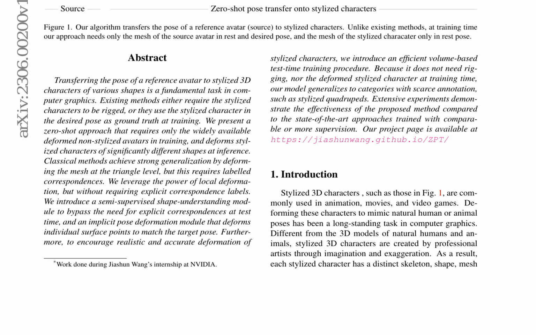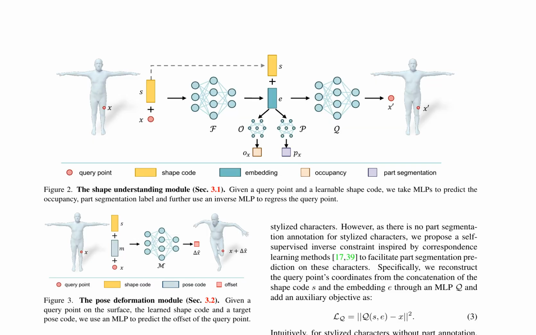It utilizes a correspondence-aware shape understanding module to predict part segmentation labels and represent the shape of a 3D character as a latent shapecode. The method also includes an implicit pose deformation module that deforms individual surface points guided by a target pose code sampled from a prior pose latent space.